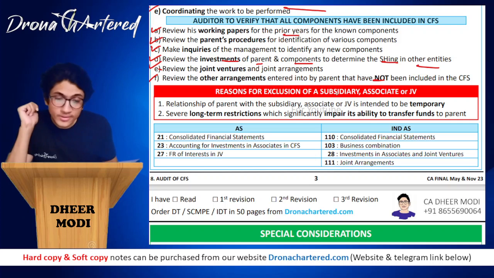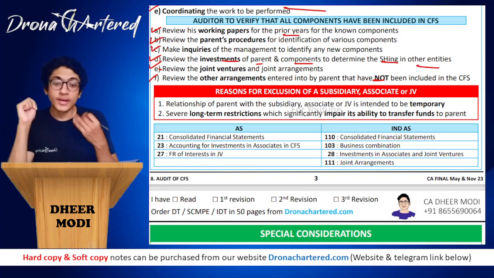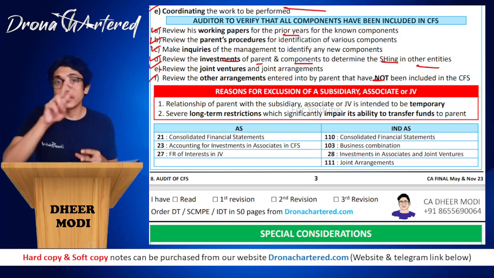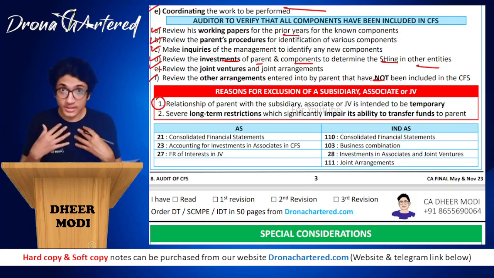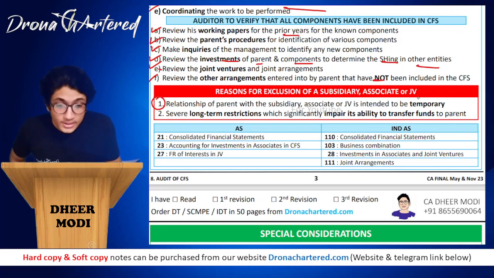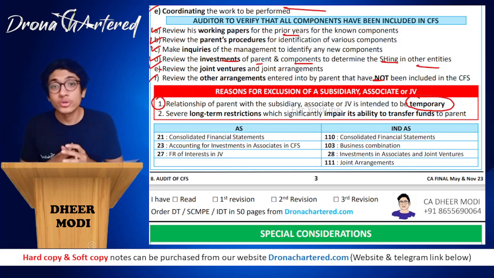Any reasons for exclusion of a subsidiary, associate, or joint venture. In some instances it might be possible that we have not included them in our consolidated financial statements. So basically there are two reasons and you have to learn this. First is that the parent's relationship with the subsidiary, associate, or joint venture is intended to be temporary. That means this is not long term. In your language, what you call is casual. So therefore, this is temporary.